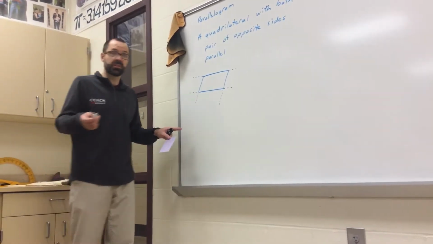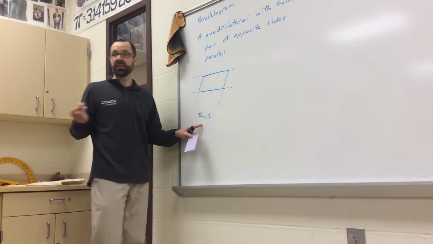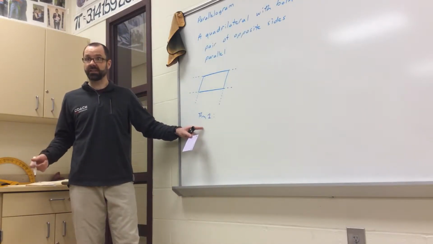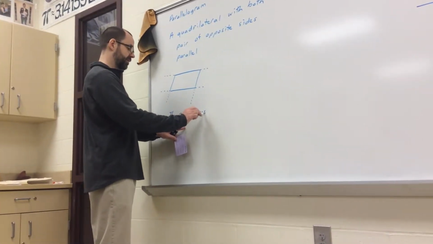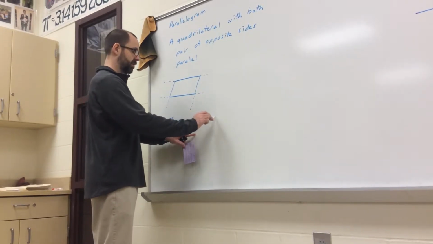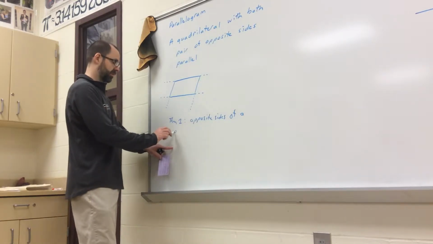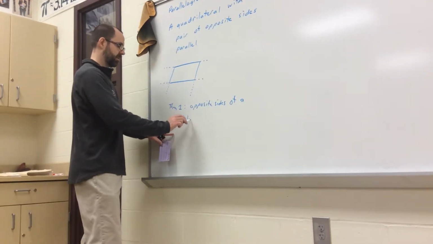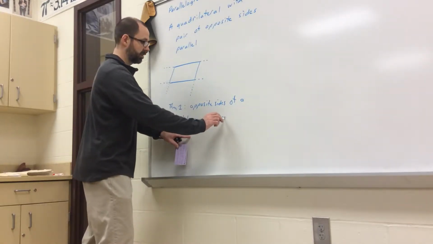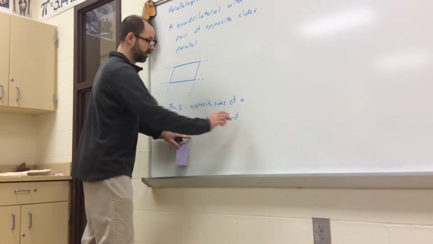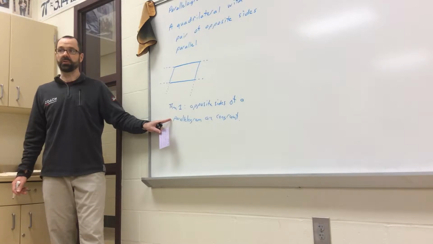But then there's other things that are true. So here's Theorem 1 about parallelograms. Something else that's true about parallelograms automatically. So it turns out that opposite sides of a parallelogram are congruent. Opposite sides of a parallelogram are congruent.